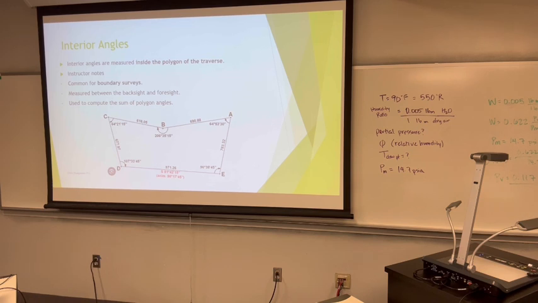Interior angles are measured inside the polygon, common for boundaries, measured between a foresight and backsight, and used to compute the sum of polygon angles. So when you run a polygon, actually, I'm going to jump ahead of myself here. I don't want to do that yet.